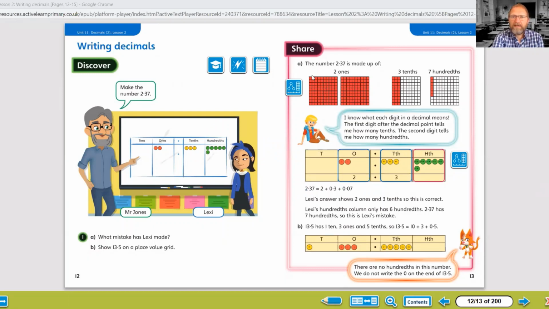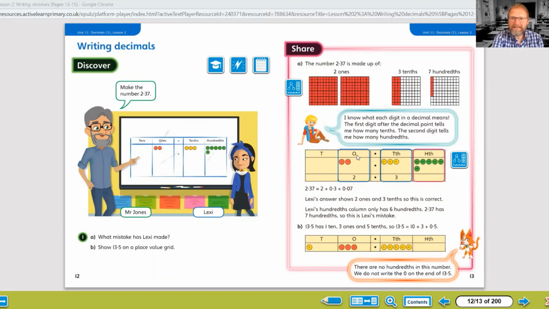So A says here the number 2.37 is made up of 2 wholes. Remember, these 100 squares represent 1 whole. 3 tenths, 1, 2, 3, and 1, 2, 3, 4, 5, 6, 7 hundredths. Okay, 2 ones, 3 tenths, and 7 hundredths.